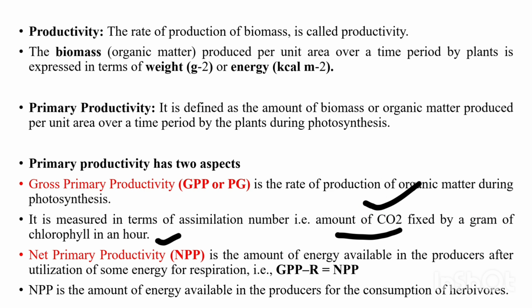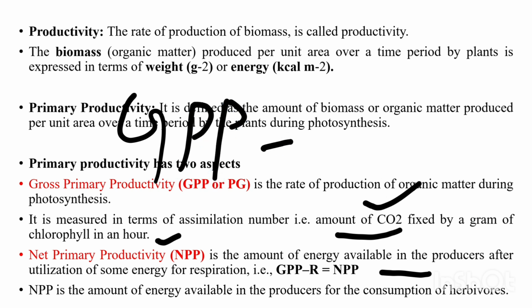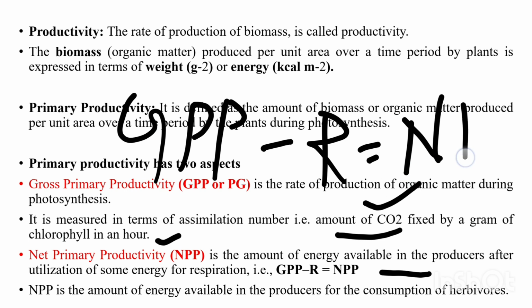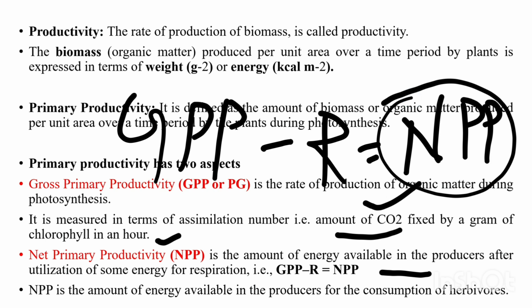Next, net primary productivity is the amount of energy available in the producers after utilization of some energy for respiration. So from gross primary productivity, the host or the producer or green plant utilizes some of the energy for their own respiration. Gross primary productivity minus the energy utilized in respiration is called net primary productivity or NPP. NPP is the amount of energy available in the producer for consumption by herbivores. So from NPP, herbivores consume the energy.